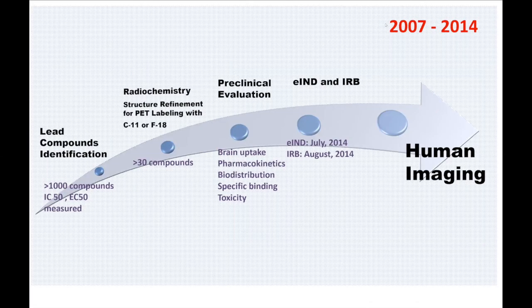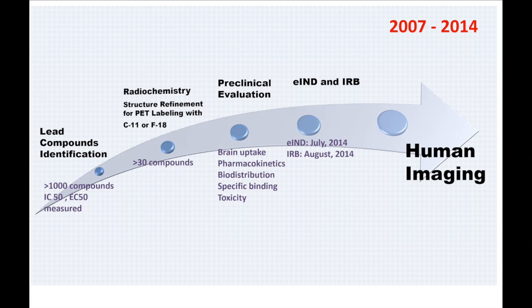And this is the overall timeline for the Martinos project. We started in 2007, when my postdoc PI, Dr. Jacob Hooker, started his postdoc at Brookhaven. He started this project, and after he moved to Martinos and found me in 2012, I continued this work. We start from lead compound identification from the literature or patents, from thousands of compounds, and find some with good binding and IC50 or EC50. Then we choose some compounds for radiolabeling.